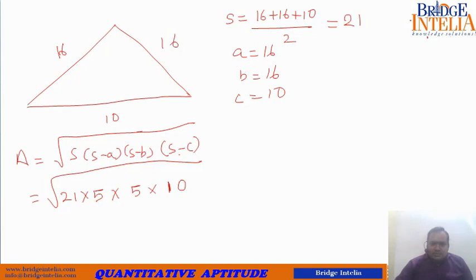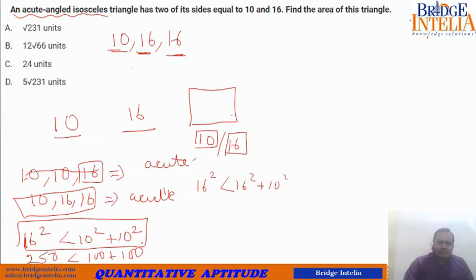So here it will be S minus C. So S minus C is what? 11. So this is 5 under root of 21 into 11, so 5 under root of 231. So this option is the correct one.